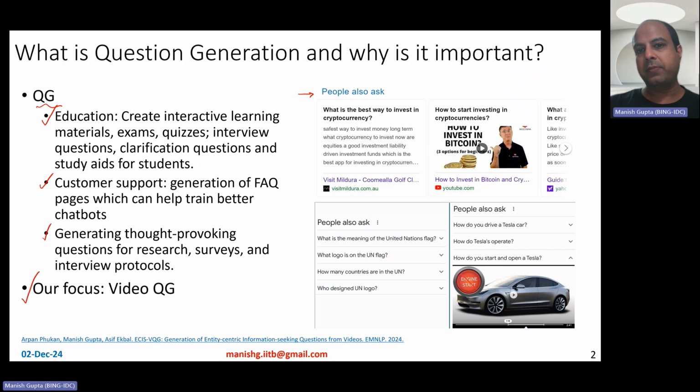where let's say if the user just searched for cryptocurrency, they can be shown this kind of a module where sometimes these questions just have text-based answers, but sometimes there could be questions which have a video as an answer, where the user can click on the video and view a particular segment or clip of the video to get the answer. How to start investing in cryptocurrencies.